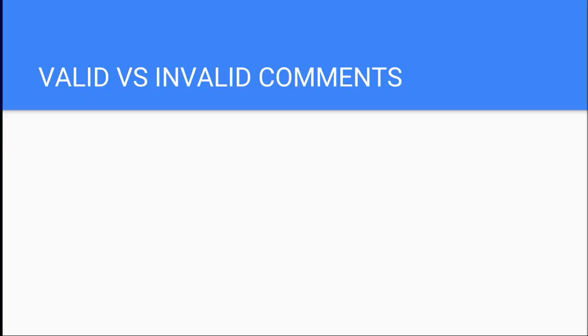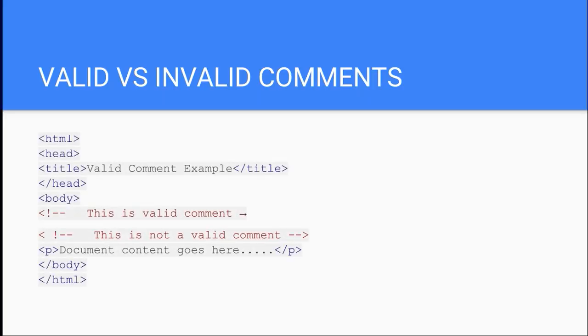Let's talk about valid and invalid comments. You should write proper code, then only your comment is called a valid comment. If not, that will be invalid. So let us see what is a valid comment and what is an invalid comment. Here, in this example, you see a valid comment and an invalid comment.